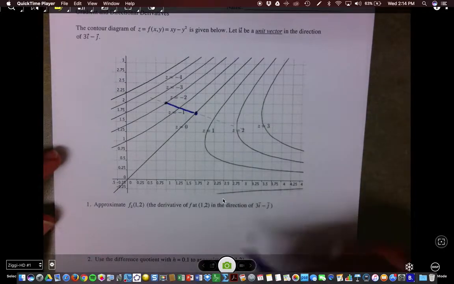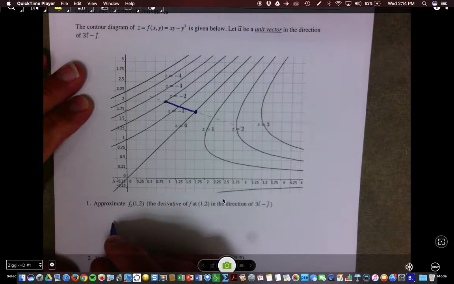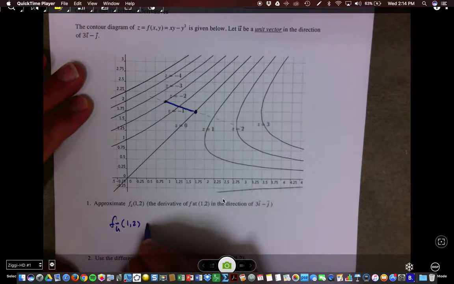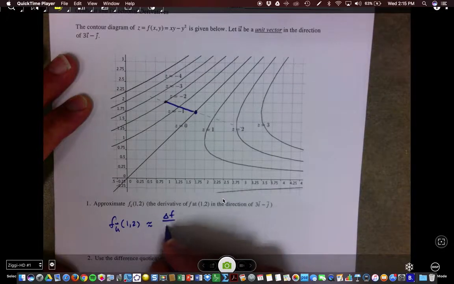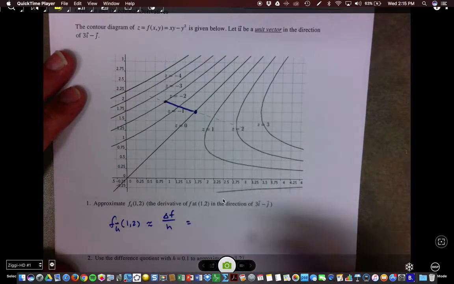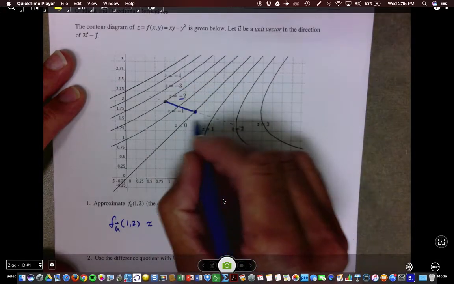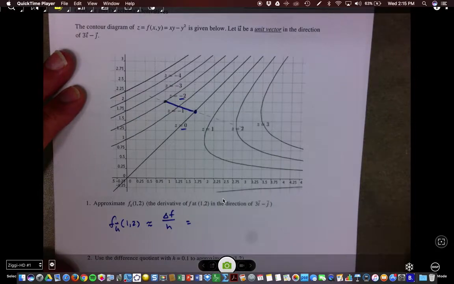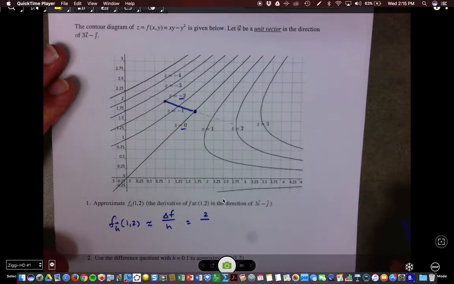How would I approximate that derivative? The derivative of f in the direction of u, evaluated at 1, 2, is approximately equal to the change in the function divided by some displacement, we'll call it h. In the picture, we're going from a contour at negative 2 to a contour at 0, so the change in the function is an increase of 2.